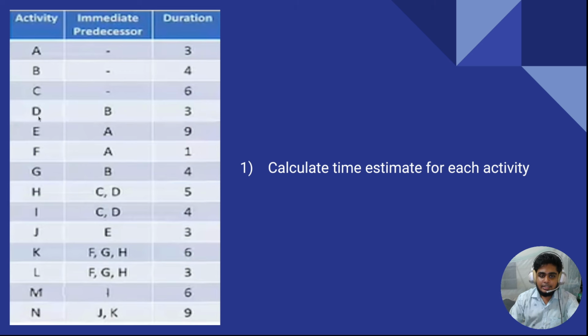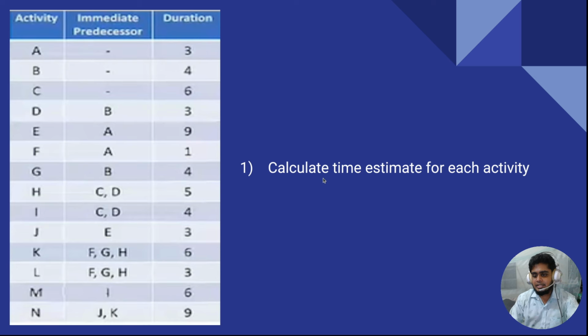To complete activity D, you have to complete activity B. To complete activity E, you have to complete activity A. And to complete activity F, you have to complete activity A. To complete activity G, you have to complete activity B. Similarly for others, for example, to complete activity L, you have to complete activities F, G, and H, and the estimated time is 6 weeks.